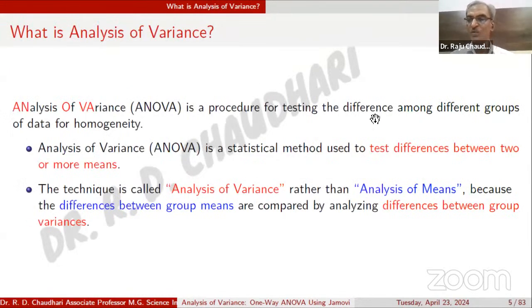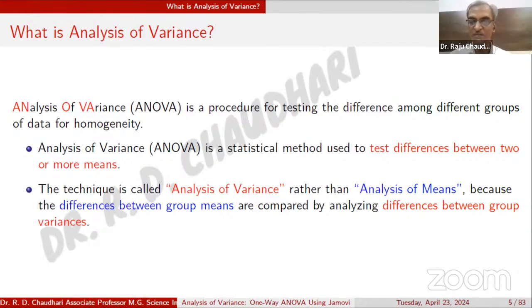So first of all, the question is, what is analysis of variance? This is a very important question because we know that in t-test we compare one group or two groups, dependent or independent. The analysis of variance is a procedure for testing the difference among different groups, or in short, more than two groups of data, for homogeneity. That means whether the more than two samples are coming from the same population or different populations. That is what we want to compare.